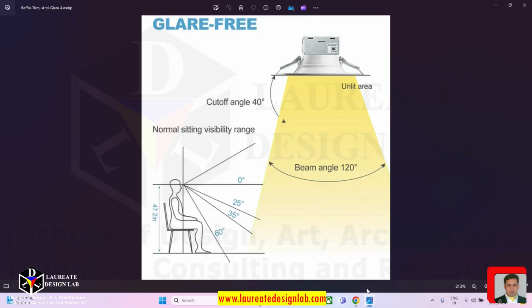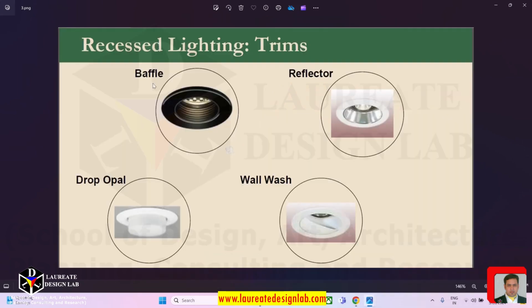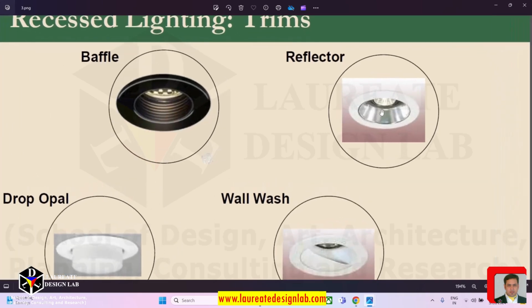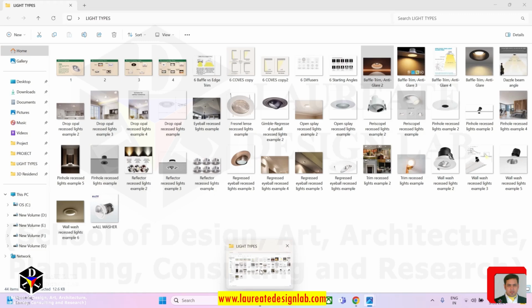Okay, let's come to this. So we have seen baffle light. You'll have to recognize this. Now reflector. The feature of the reflector is that this case has reflective material, aluminium foil-like material which is highly reflective. So why do we use reflector-based spotlight or recessed light? Let's see how it looks and why we use it.